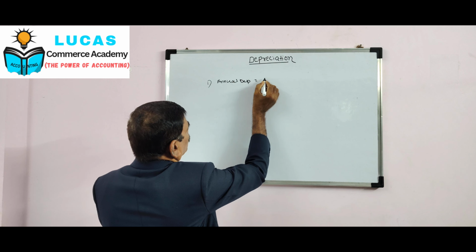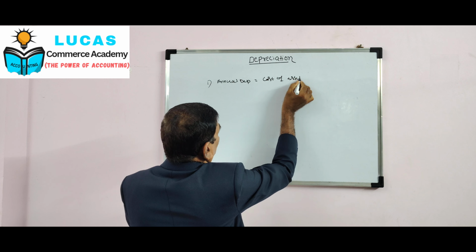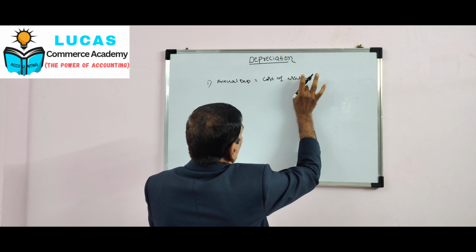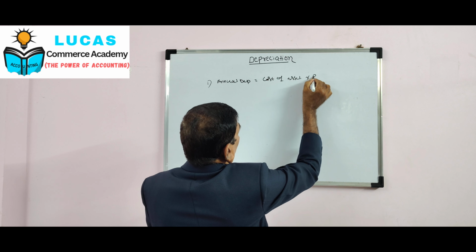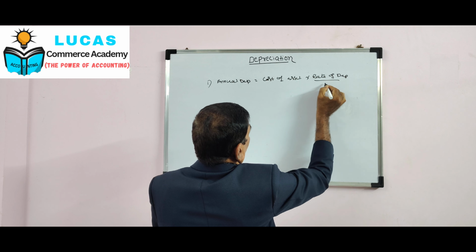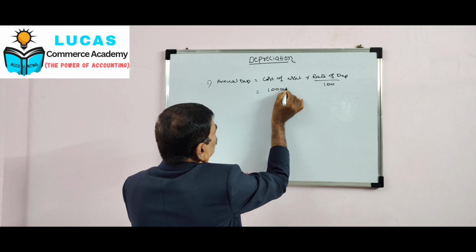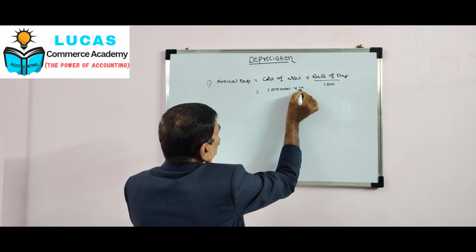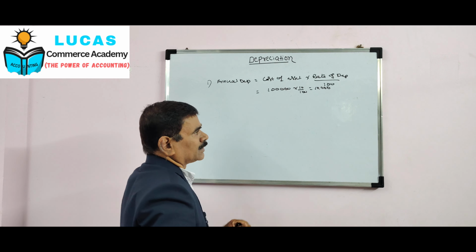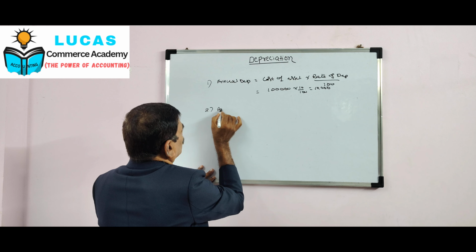Annual depreciation equals cost of asset into rate of depreciation by 100. Say cost of asset 1 lakh into 10% equals 10,000. This is the annual depreciation.